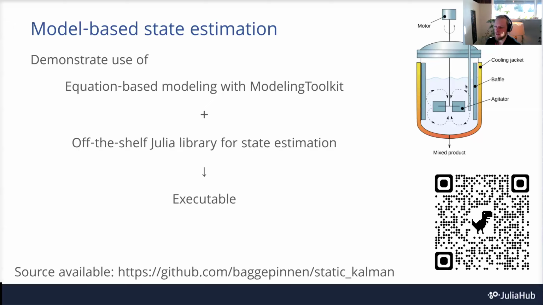But today we will perform state estimation. We will try to use measurements of the inputs and the outputs of this system to infer the internal state here. We'll combine Modeling Toolkit with an off-the-shelf Julia library for state estimation and package those two together into an executable. If you're interested in replicating this experiment, the source code is available in this link or this QR code here.